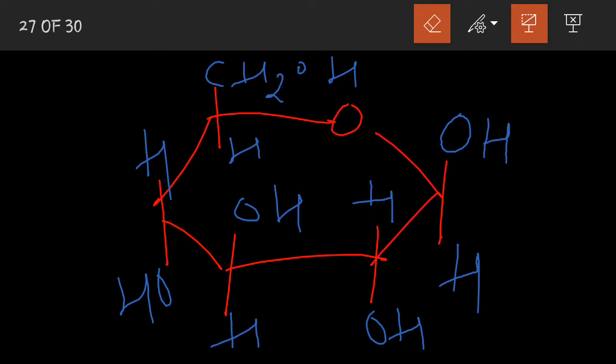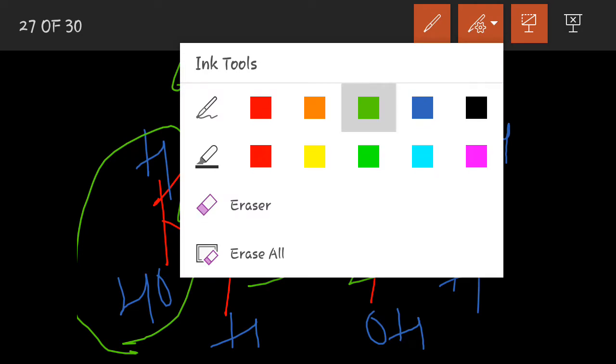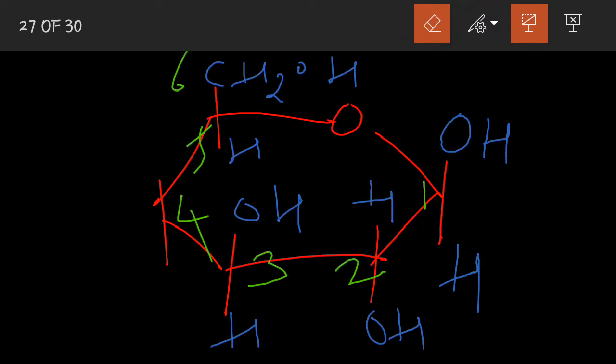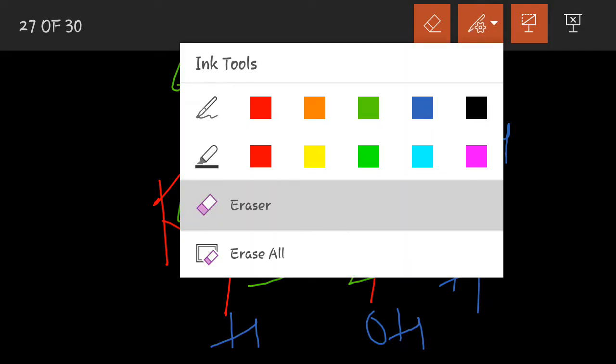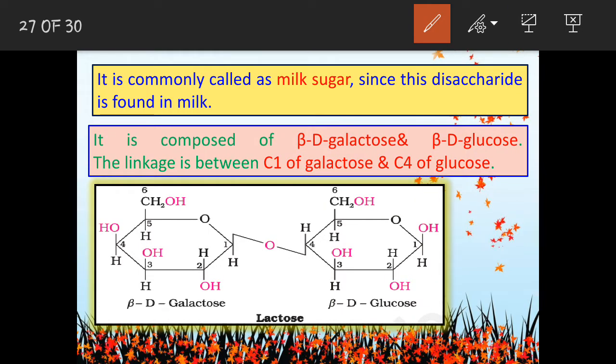I said beta glucose is very much similar to beta galactose, except for the positions of H and OH at carbon number 4. Carbon number 1, this is second, third, fourth, fifth and sixth. So in glucose we have HOH, but in galactose we have OHH. That is the difference. Got it? So in glucose there is HOH, but in galactose there is OHH at carbon number 4. Clear? This is galactose. Now we will come back to our lactose structure.